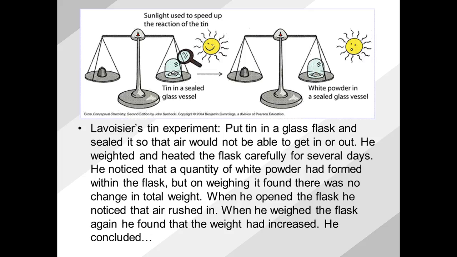He weighed it, and heated it for a couple of days. Over that time, he noticed that a quantity of white powder, like the contents within the vessel, were changing. It wasn't this nice piece of tin anymore. There was some white powder, but the mass of that container did not change. So obviously some kind of chemical reaction occurred. Stuff doesn't just spontaneously turn to powder. However, he couldn't explain it by a change in mass.